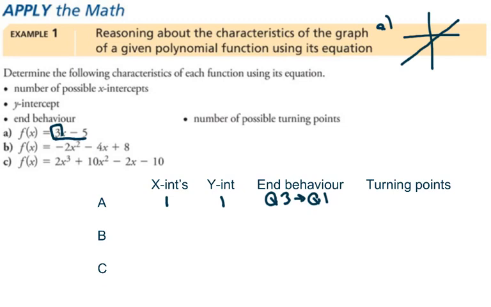And something we didn't talk about before is the number of turning points. These are the points where the graph actually turns around and changes direction, moving up or down. Since this is a line and it continually moves up, we have no turning points.